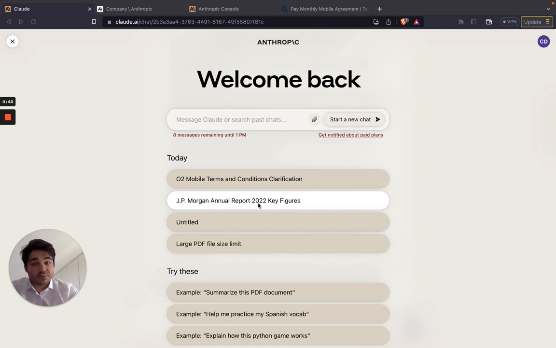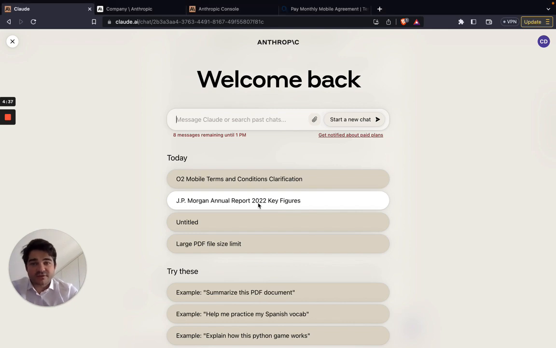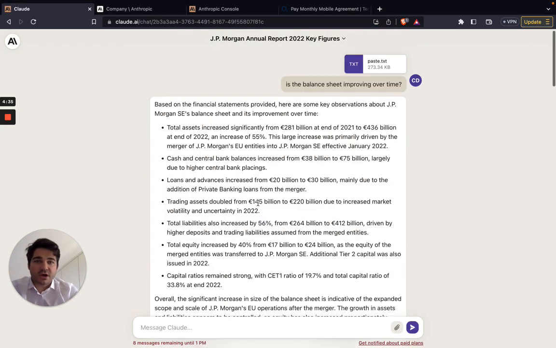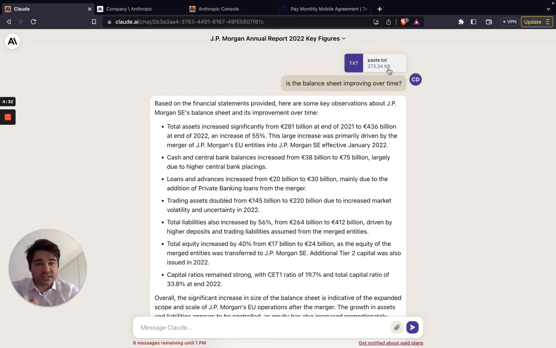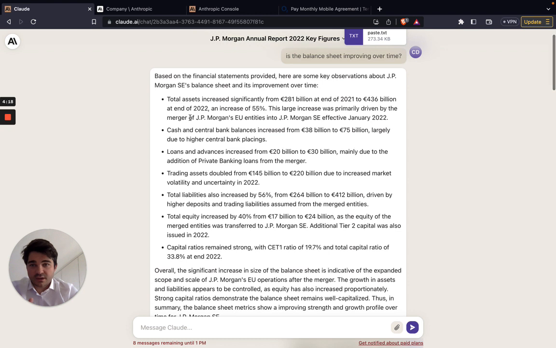The first one is the JPMorgan annual report, 22 key figures. So this is 100 pages, it's 200. That's the size of the data set. A bit smaller than the maximum I can get, but I got the first 100 pages of the annual report. And you can ask a question, is the balance sheet improving over time? And it will come with some key numbers.